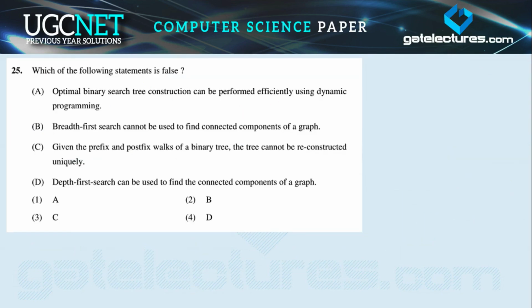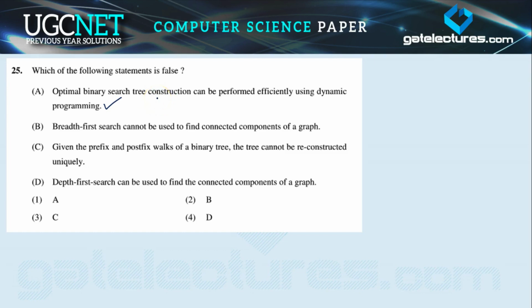Now question number 25: which of the following statements is false? The first statement is that optimal binary search tree construction can be performed efficiently using dynamic programming. This statement is true, because in an optimal binary search tree the nodes are arranged level-wise so that the tree cost is minimum. We use dynamic programming to find the minimum cost. So yes, this is true.